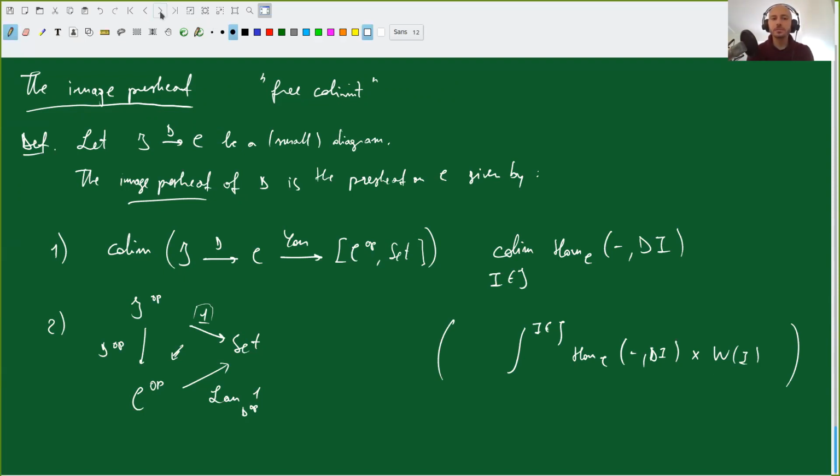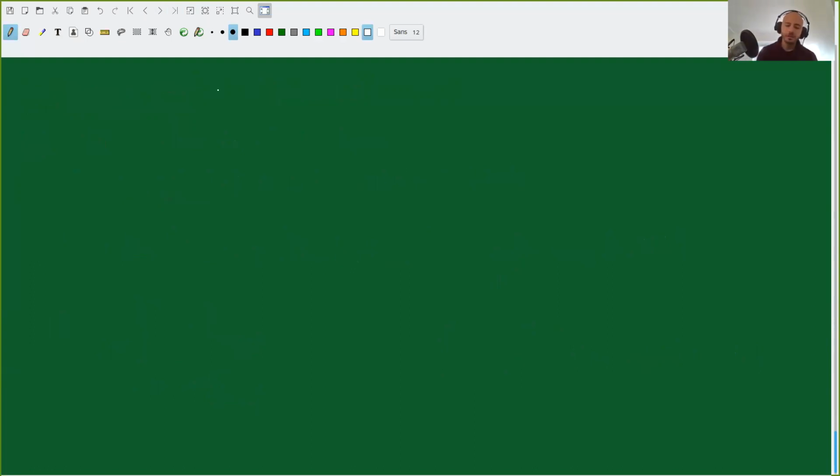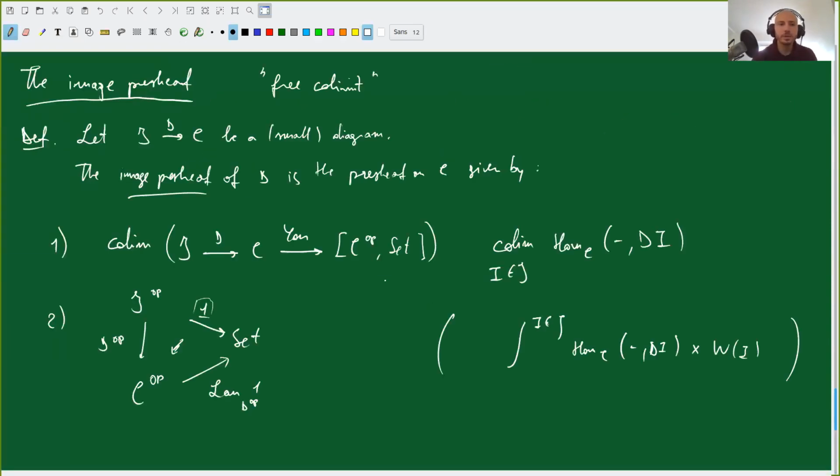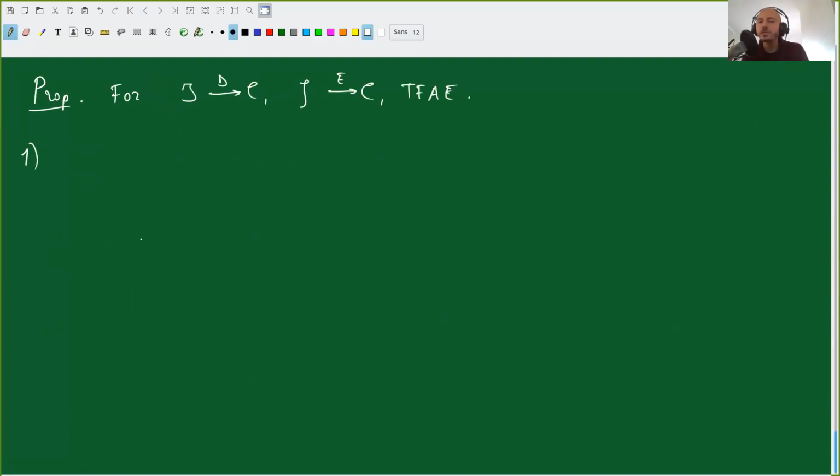Okay, so here's another new result that we have in the paper. Proposition: for two diagrams, the following are equivalent. Let's just call these things D and E. Sorry, my computer is acting up. The first one is, these two diagrams have the same image presheaf. So the image presheaf of D is naturally isomorphic to the image presheaf of E.